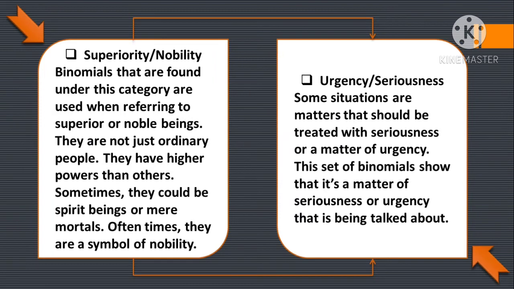The eighth is superiority or nobility. Binomials that are found under this category are used when referring to superior or noble beings. They are not just ordinary people. They have higher powers than others. Sometimes they could be spirit beings or mere mortals. Oftentimes they are a symbol of nobility.